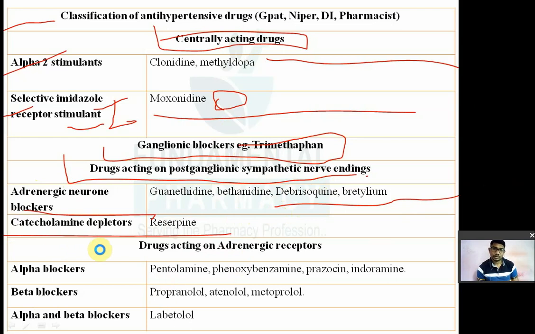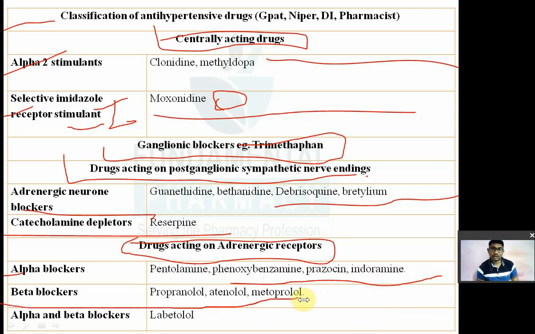Now the fourth class is the drugs acting on adrenergic receptors. So mostly alpha blockers and beta blockers. In alpha blockers, you have selective alpha blockers. Examples are phentolamine, phenoxybenzamine, then indoramin, prazosin, terazosin, doxazosin, etc. Then beta blockers, propranolol, atenolol, metoprolol. Then alpha plus beta blocker, non-selective, labetalol. So that is 1, 2, 3, 4, 5. These are the 5 classes.